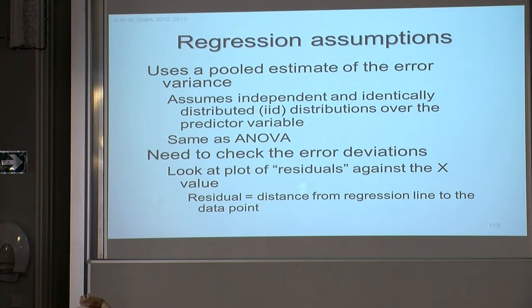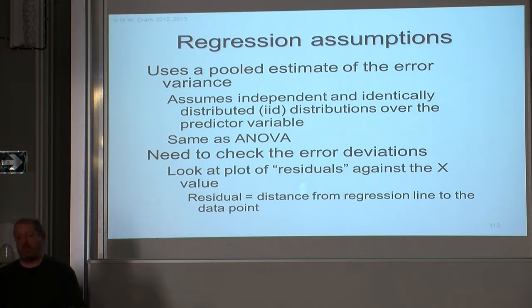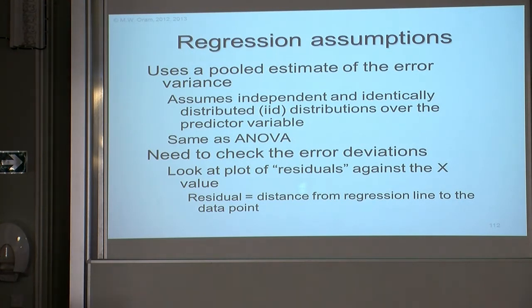And as with regression, the same laws apply with the ANOVA. What we've been referring to as the IIDs: ANOVAs use a pooled estimate of the error variance. They're assuming independent and identically distributed IID distributions over the predictor value. Regression is doing exactly the same. It requires that you have independent and identically distributed variables, and you need to check for those error deviations. And the way that we do that, and you can do the same in ANOVA, of course, because it is just regression, is look at the plot of the residuals against the x value.